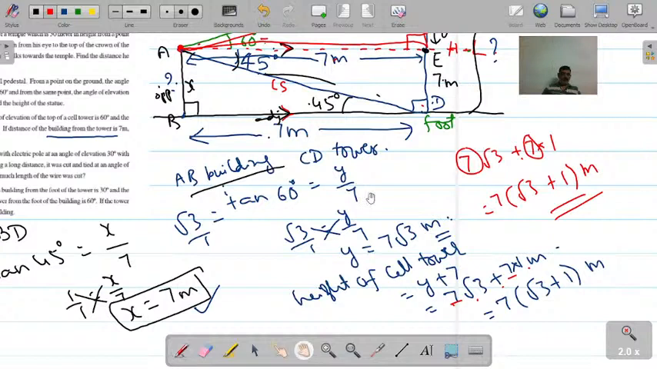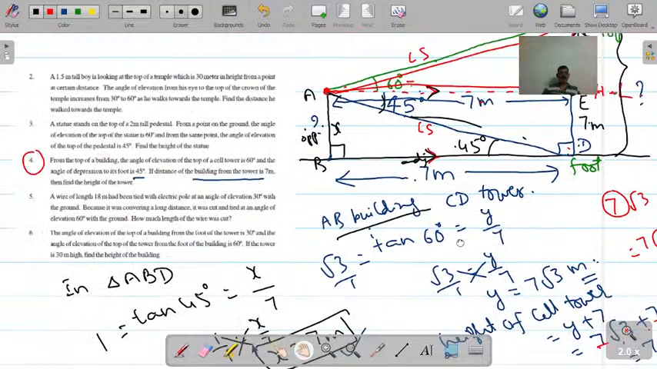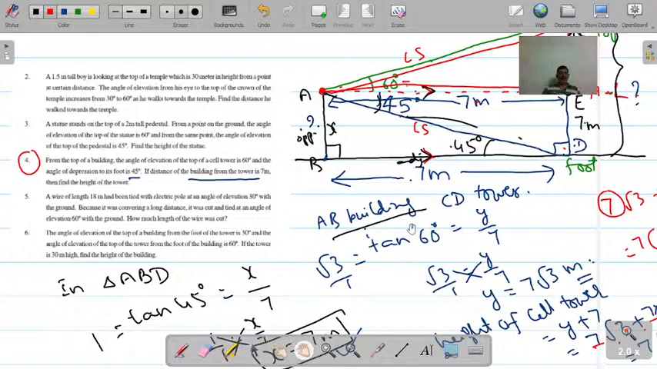This is the way in which we can find the solution for this. Okay, I hope all of you understood this. Now let us go for one more question.